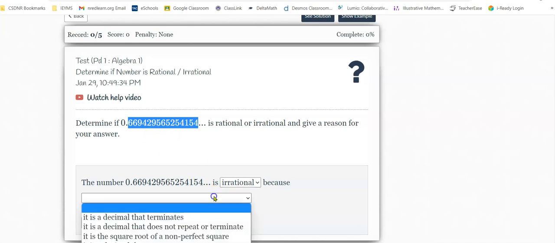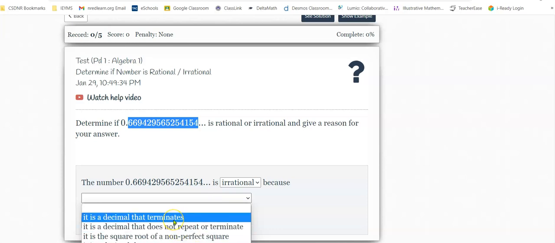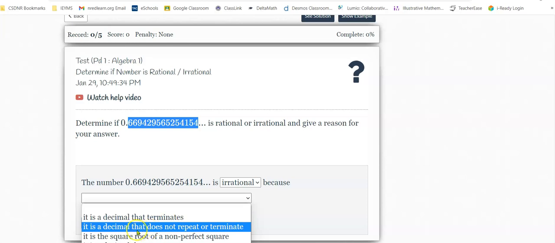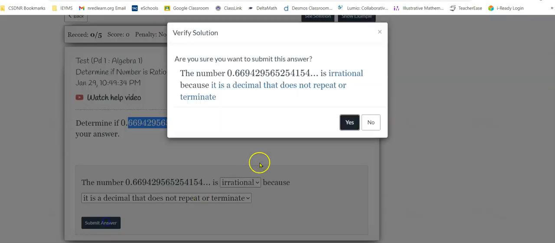So we have to choose one of the options that says it's a decimal. It is a decimal, but it doesn't terminate. It goes on forever. So it is a decimal that does not repeat, true, and it does not terminate, true.